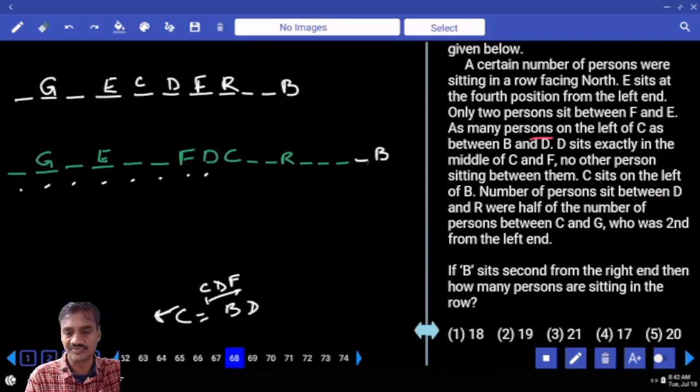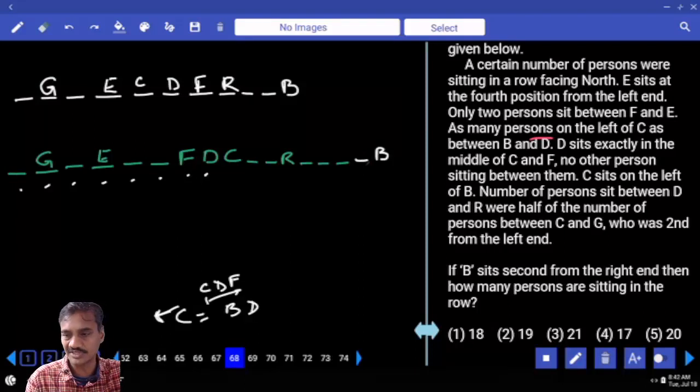Number of persons to the left hand side of C, same as B and F. D sits exactly between C and F and there is no person sitting between them. And C sits on the left of B. Number of persons in between D and R. D and R, how many people are there?